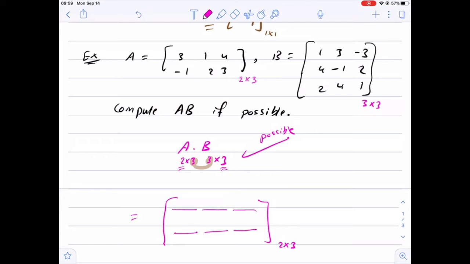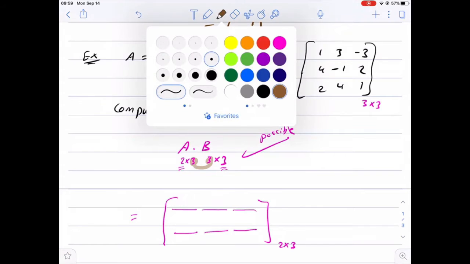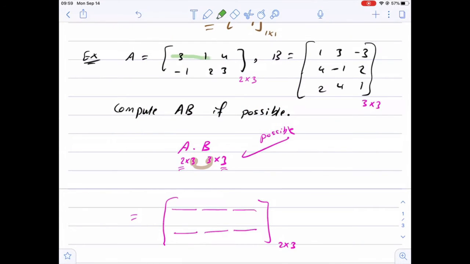2 rows and 3 columns. Okay, now how to multiply? We multiply the first row by the first column. This will be written here, or we put it here. So how to do that?